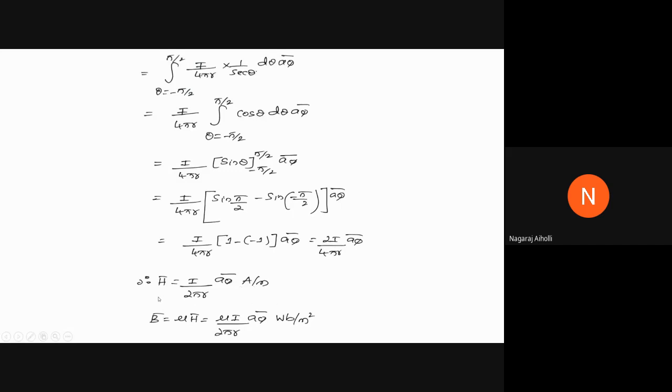If we want the magnetic flux density, that is B bar, it is equal to mu into H bar. This is the equation for the magnetic flux density in terms of magnetic field intensity. Substituting H, it will be mu I divided by 2 pi r a phi bar Weber per meter square. Note down the steps quickly, students. This is our final equation for the magnetic field intensity and the magnetic flux density for the infinitely long straight conductor.